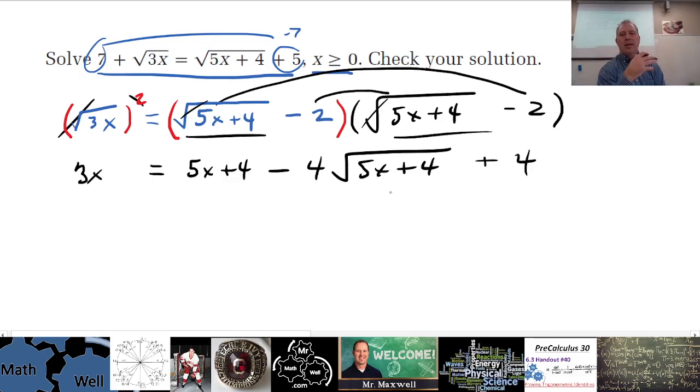All that means is that we need to just do this process again. We just need to repeat the process by isolating for the radical and then square both sides, and do that again to get rid of the second radical. All right, so have I done everything correct here so far?